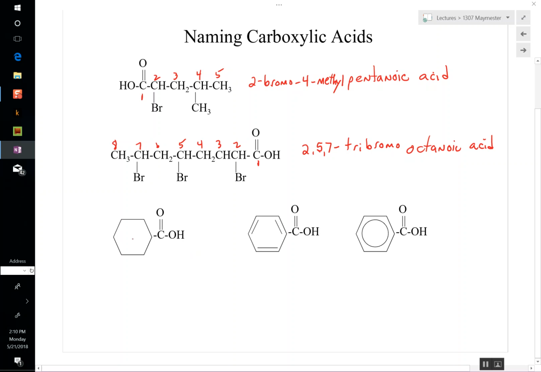Okay, well, this one, the one down here on the left, we have a saturated 6-membered ring there. What would we call it without the carboxyl group on it? Cyclohexane. So we would drop the E and call it cyclohexanoic acid. We just follow our rules there. This is going to be cyclohexanoic acid.